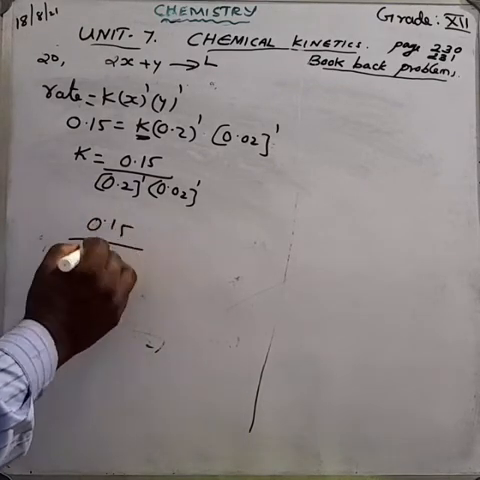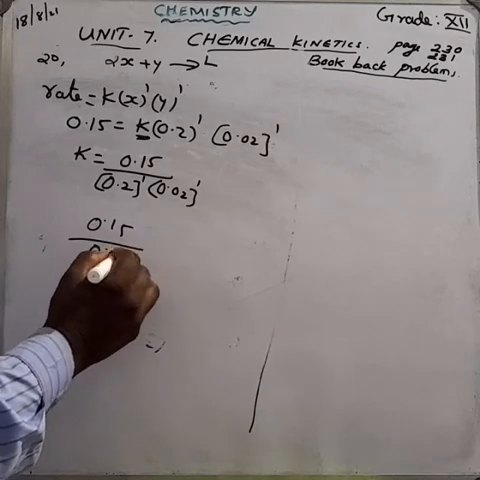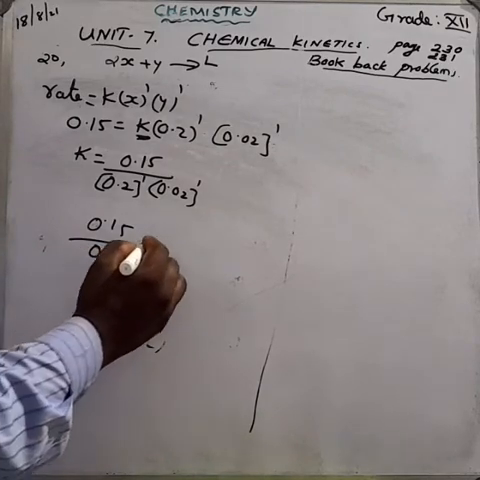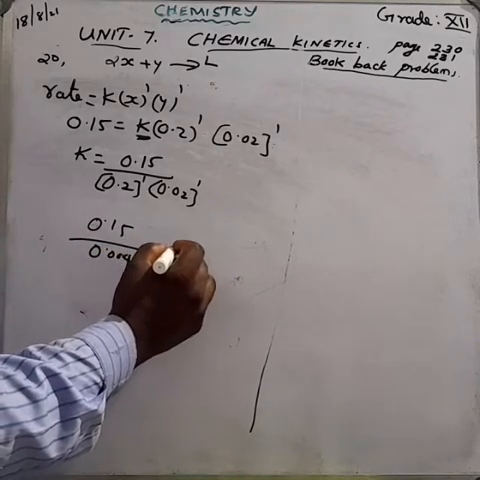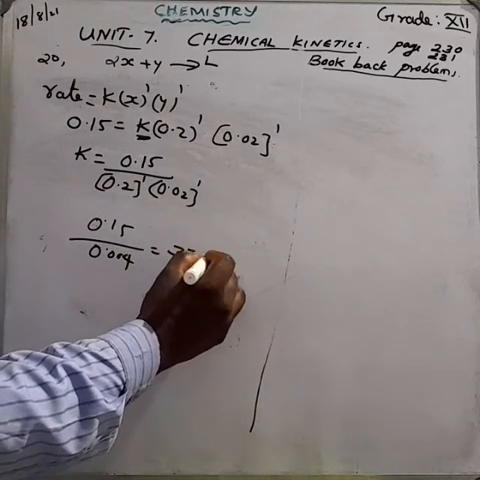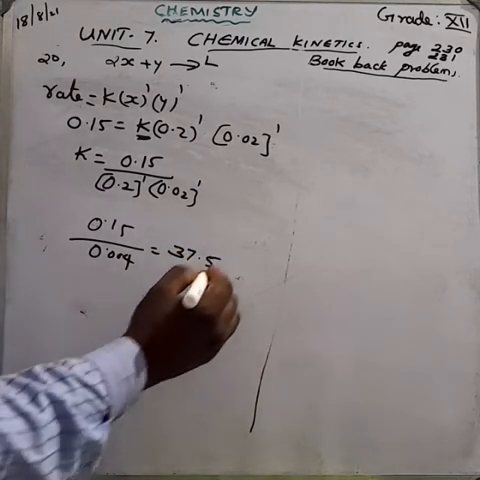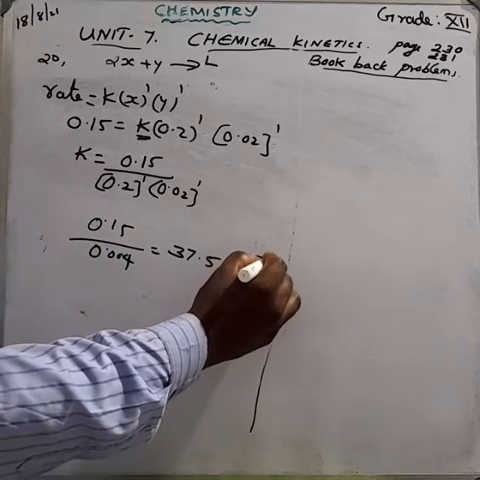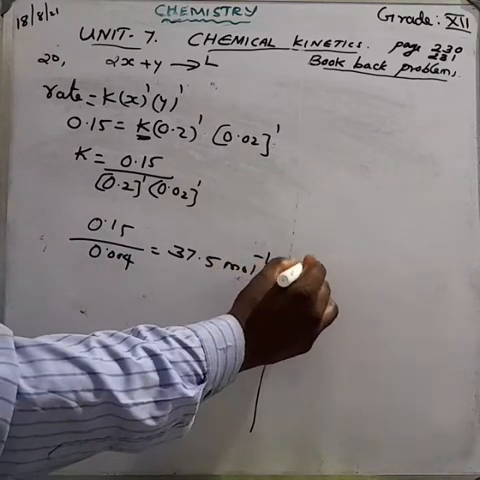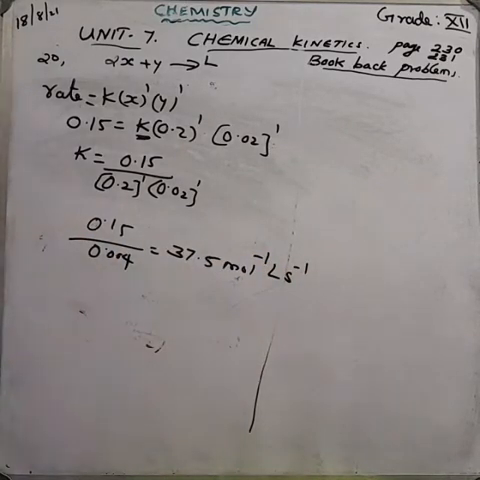So just dividing 0.15 divided by 0.004, we get the value, that is equal to 37.5 mole inverse liter second inverse. Mole inverse liter second power 1. Okay.